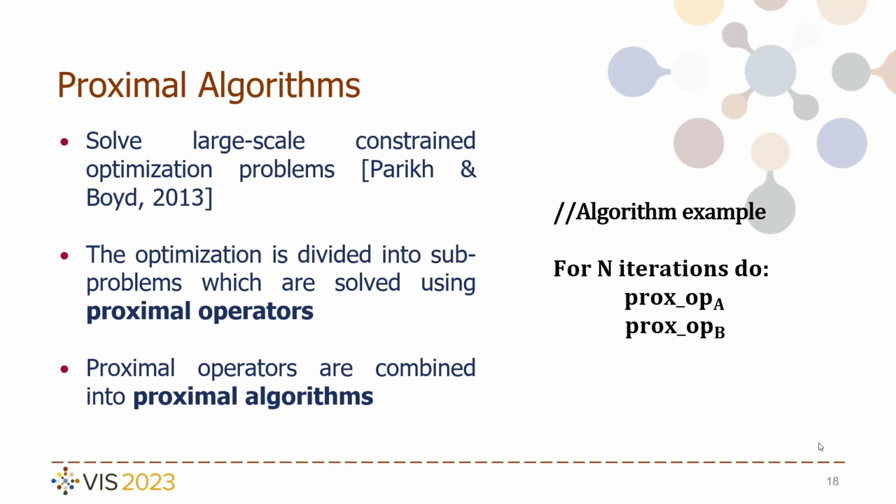Then, proximal operators are combined into proximal algorithms to solve the complete optimization problem. For example, assume that we have the proximal operators A and B for our data fidelity term and denoising term. The pseudocode on the right is a simplified view of a proximal algorithm that would use these operators to solve our proposed minimization.